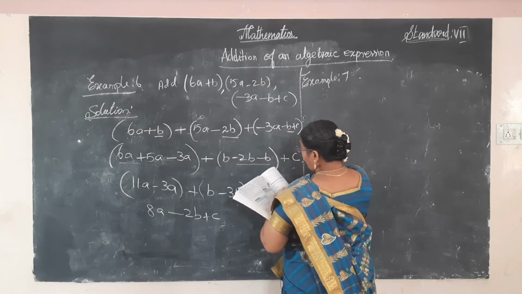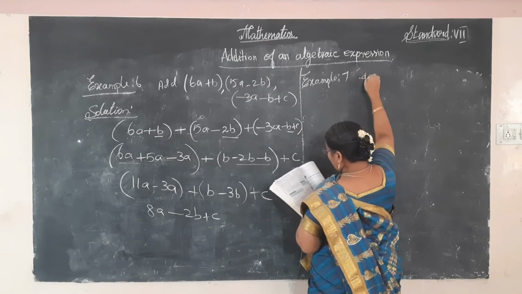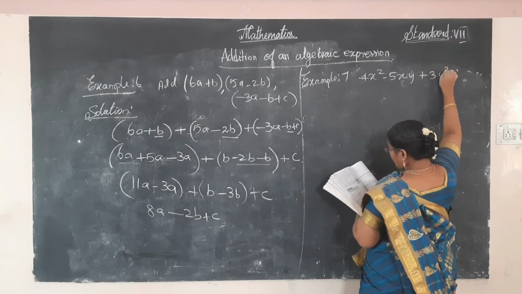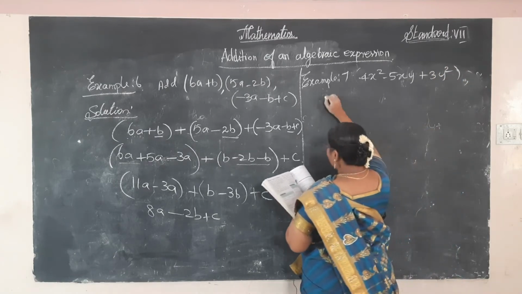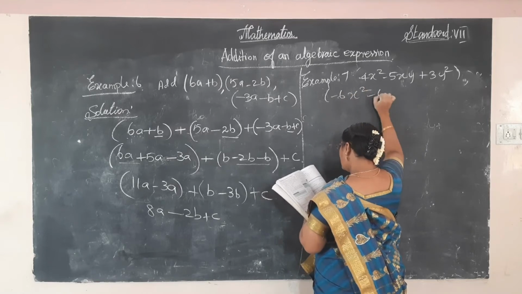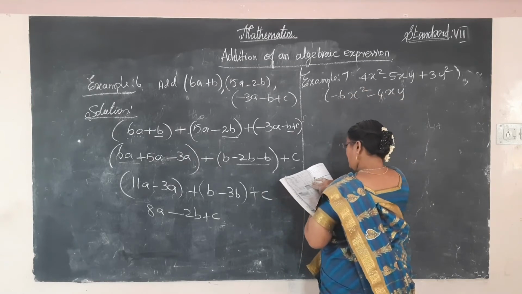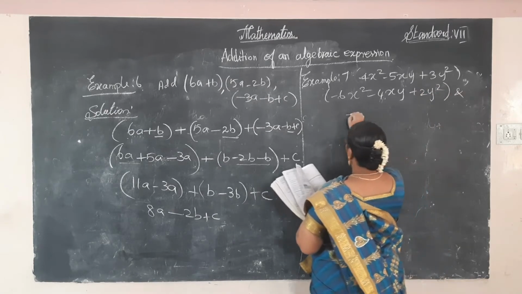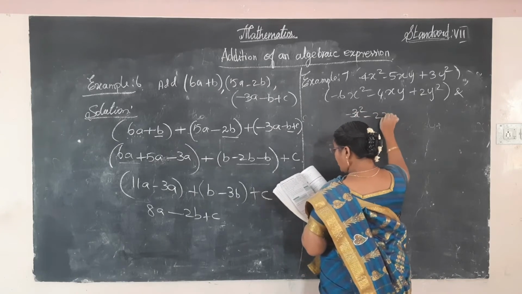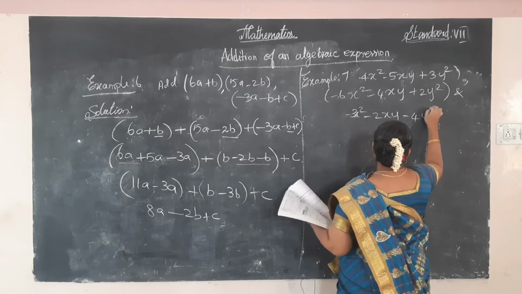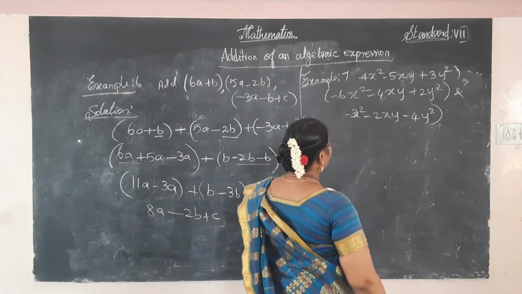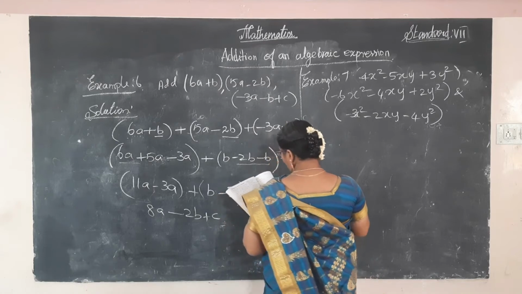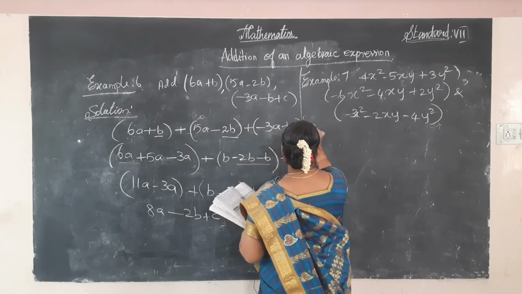Example 7. Add 4x squared minus 5xy plus 3y squared, comma, minus 6x squared minus 4xy plus 2y squared, and minus 3x squared minus 2xy minus 4y squared. Three algebraic expressions are given. We have to find the sum of these three algebraic expressions.